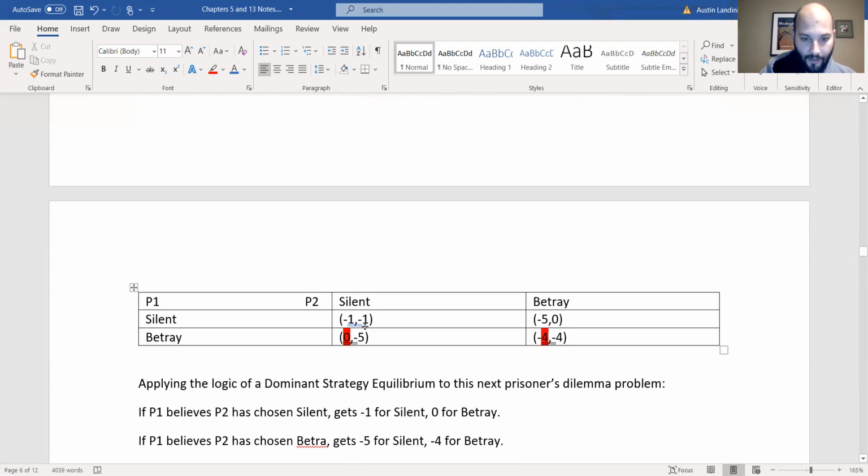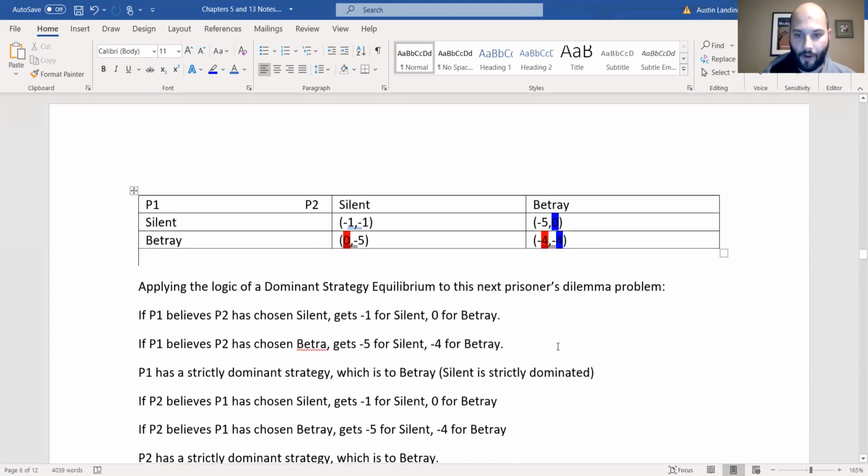If player one is staying silent, that would be -1 for silent or 0 for betray. So let's make this one blue now. And then best response to betray would be -5 for silent or -4 for betray. So betray. All right, so here we have a Nash equilibrium, which is betray, betray, and it coincides with our strict dominant strategy equilibrium.